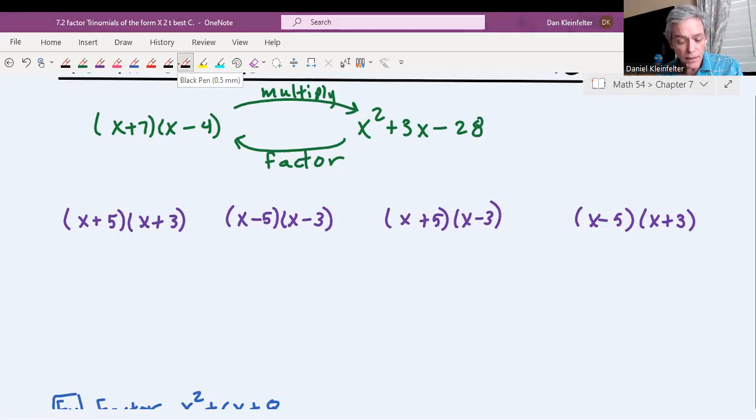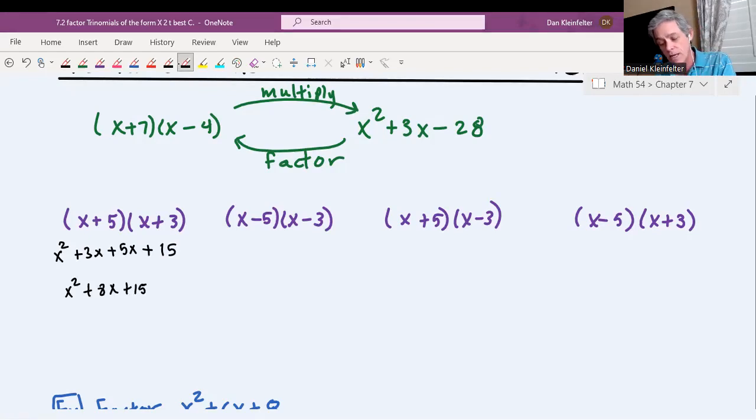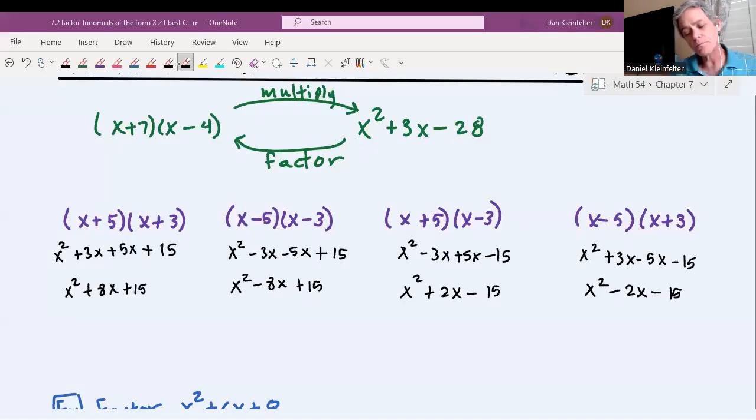So for the first one, I'm going to use FOIL. A lot of times people like FOIL for this, so let's just do that. First here, x times x is x squared. Outers will give us 3x, inners 5x, and then last 5 times 3, 15. Adding together the pieces, we'll have x squared, 8x, and 15. So let's go ahead and do the others. All right, so that's how those look.